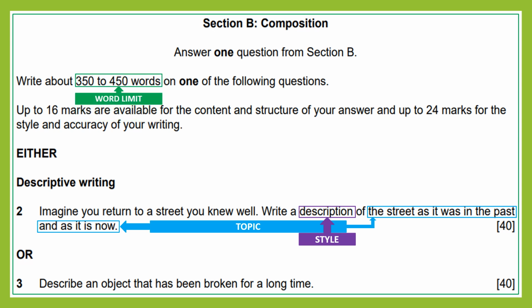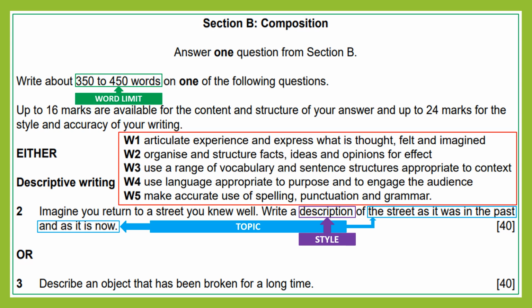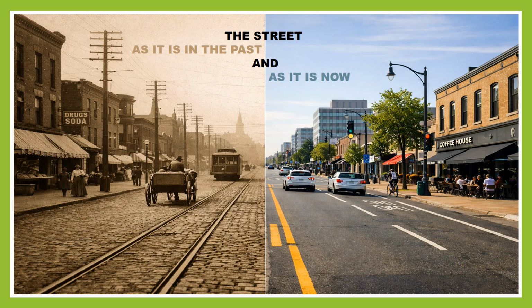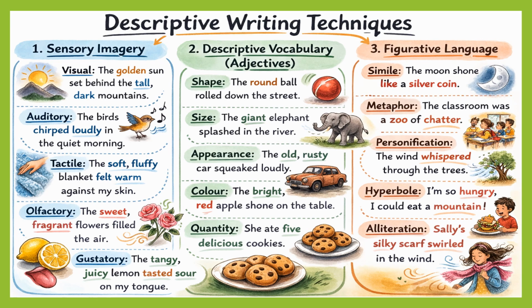This question tests writing assessment objectives, which assess students' ability to articulate and organize ideas and use vocabulary, structure, and language appropriately for a specific purpose. Most importantly, remember the slogan, "Don't tell, but show." Let me remind you again that the topic of the description is the street as it was in the past and as it is now. Take note of the descriptive writing techniques: sensory imagery, descriptive vocabulary, and figurative language.